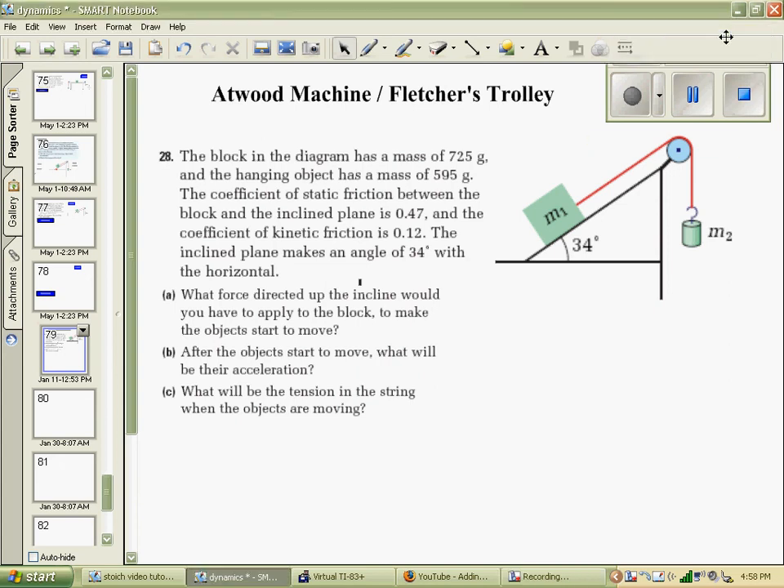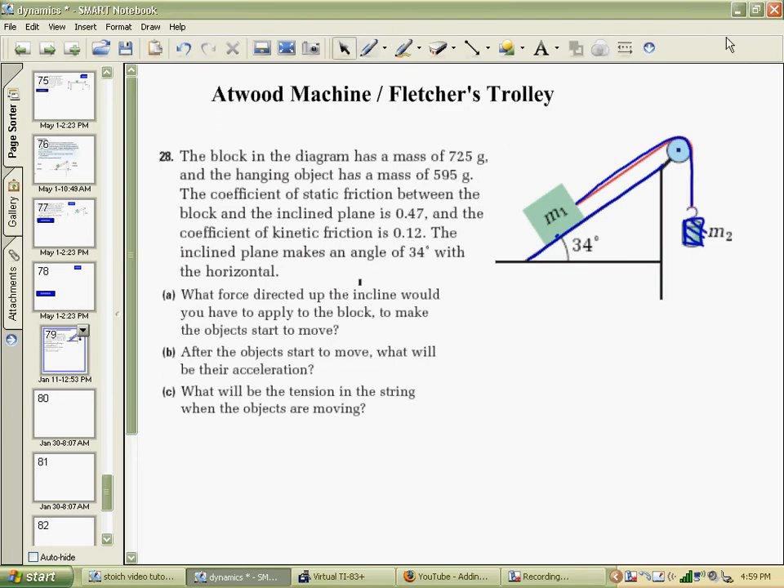Hi there. If you're watching this video, you're probably having a bit of trouble doing some problems that are either Atwood machines or Fletcher's trolleys, depending on how it's been taught to you and what your teacher decides to call it. Really, what you have in this question is one block on a plane, and it's being pulled by a mass hanging from a string that's going over a pulley.